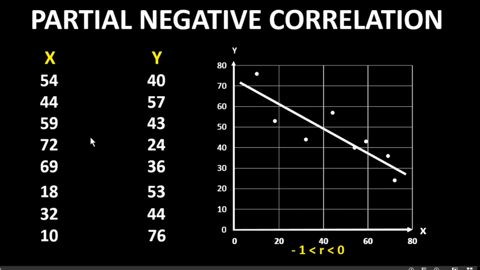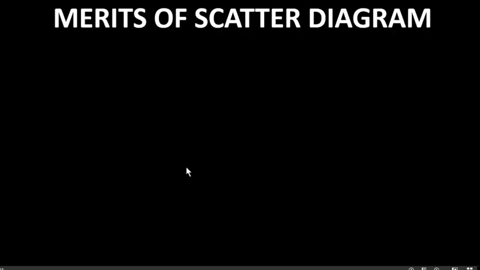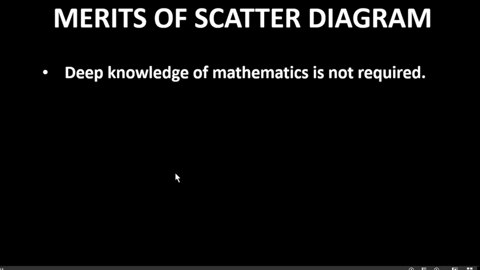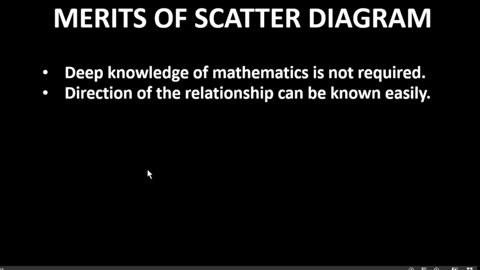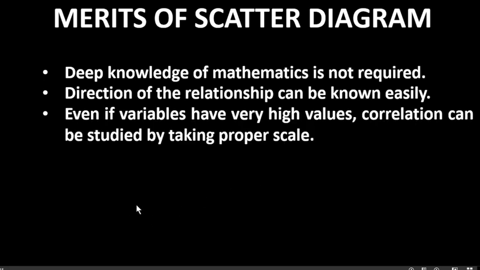In that sense, it is a very easy method. Let us see some merits of this method. Number one, deep knowledge of mathematics is not required because no complex mathematical calculation is to be done to draw the scatter diagram. Second merit, direction of the relationship can be known easily because on the basis of the slope of the line drawn on the scatter diagram, we can easily determine the direction of relationship between two variables, as we have seen in all the four examples.